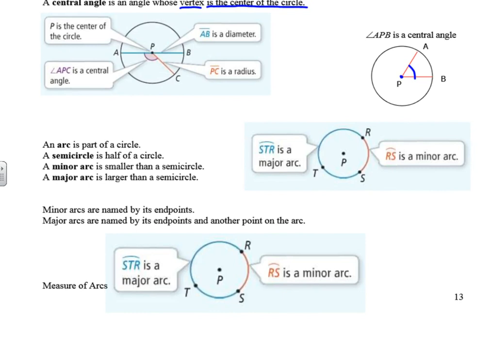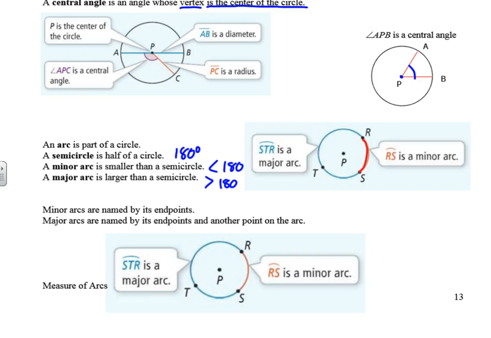Then we have arc, and an arc is a part of a circle. So a semicircle is half the circle. A minor arc is smaller than a semicircle. If we think about some degrees, this is going to be 180 degrees. A minor arc would be less than 180, and a major arc would be more than 180. So in this picture here, RS is the minor arc. You can see it's less than half the circle.